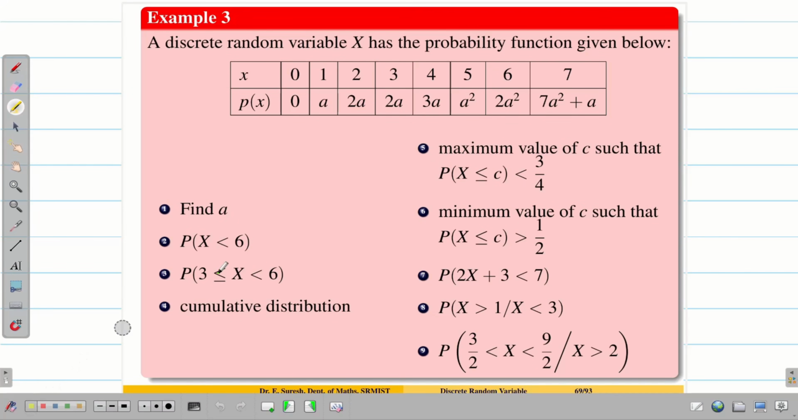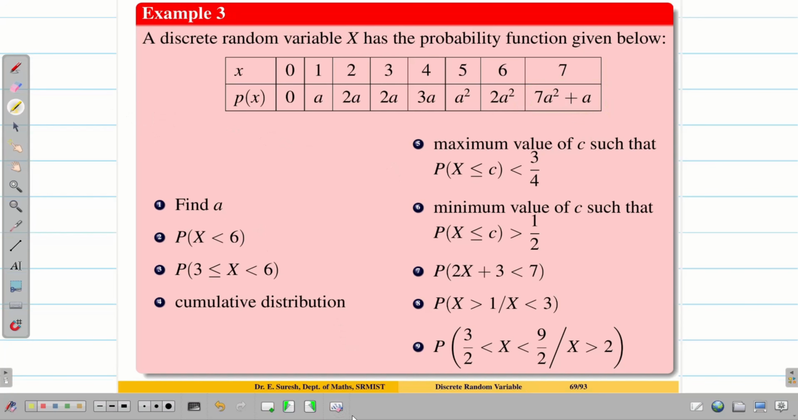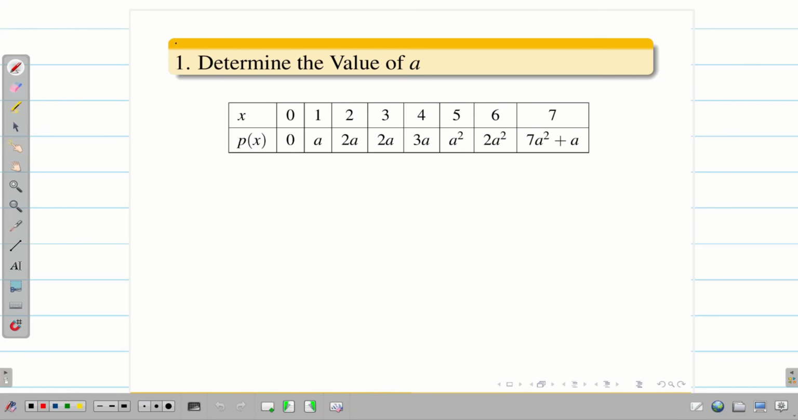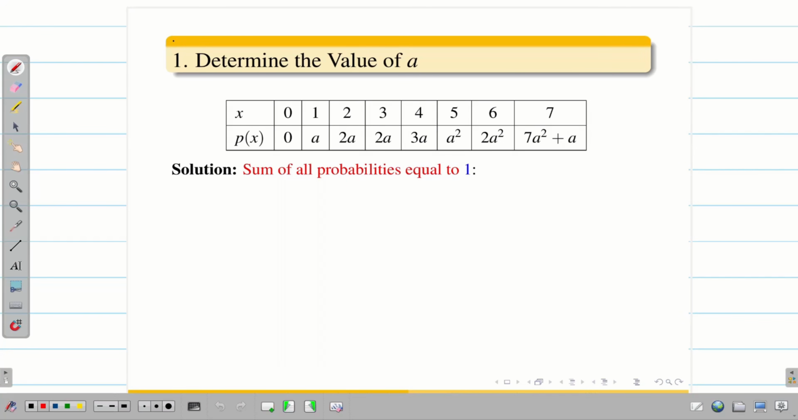Before going to the problem, now we can see here the unknowns are not linear. We have 7a square plus a. So we have to handle this problem with care. As usual, first determine a. We know the sum of probability is always 1. So add all the probabilities.